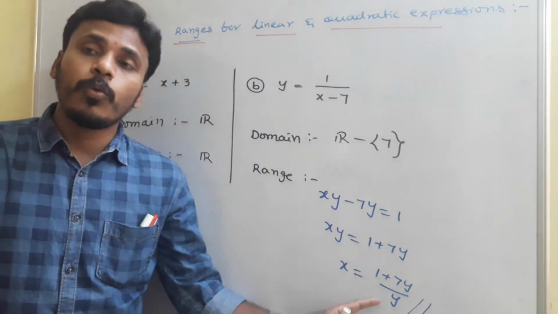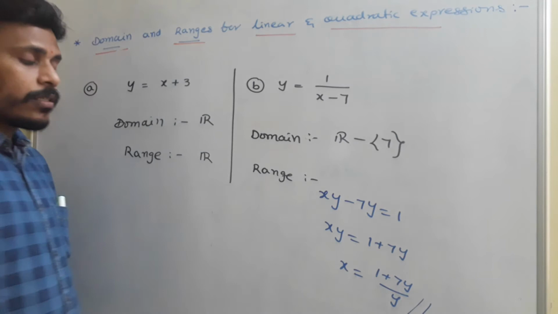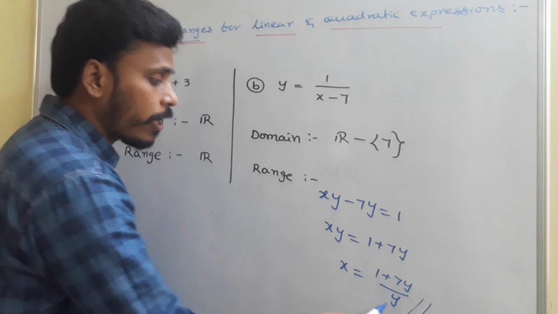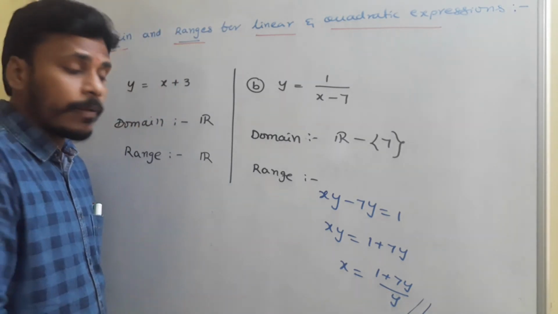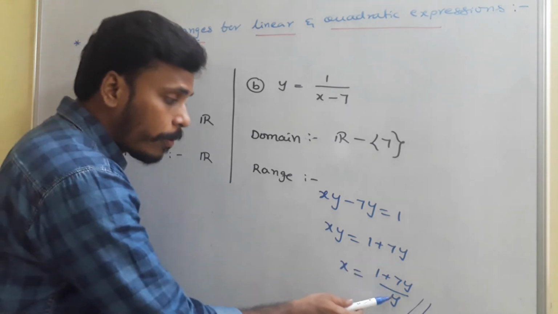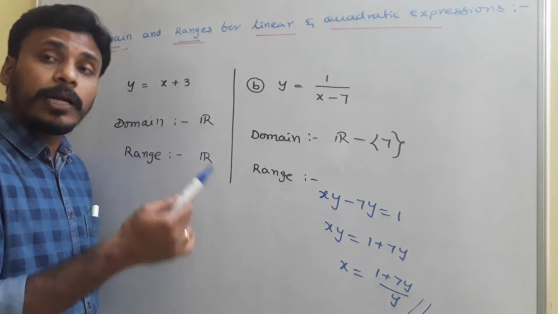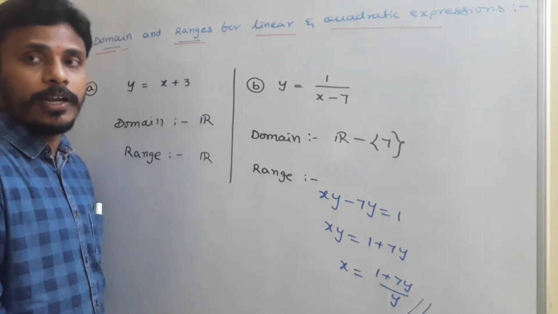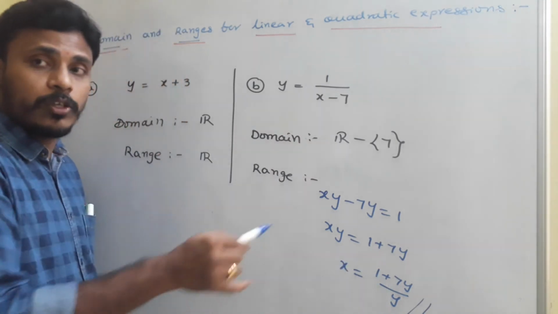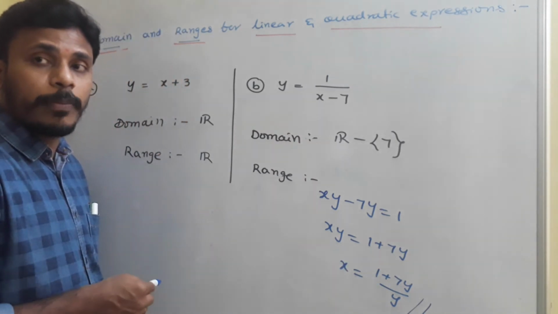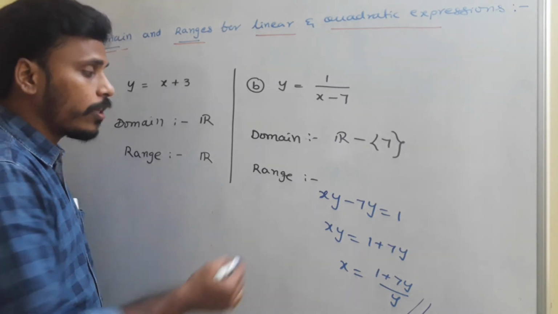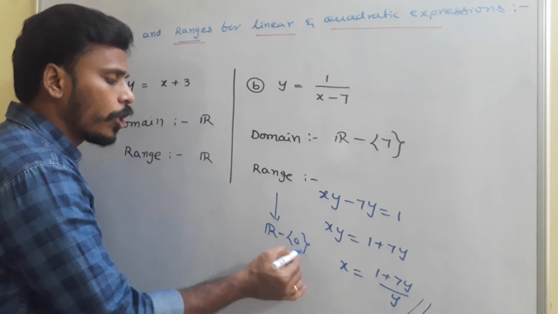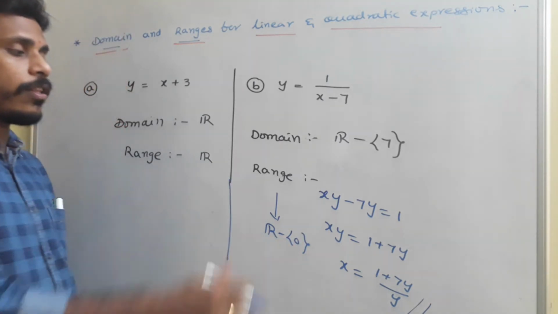So what are the possible values for y? That's what we need to think now. You just take any real number in the place of y, no problem, (1 plus 7y) by y will exist. But since the denominator is y, if the denominator is 0, then the value will become like an infinity, which is not suitable for x. So you need to eliminate the case where the denominator is 0. The denominator is 0 at y equals 0. So you can't take 0 in the place of y. So since we are not taking 0 in the place of y, the range for this is simply all the real numbers except 0. You just take any real number except that 0 in the place of y.